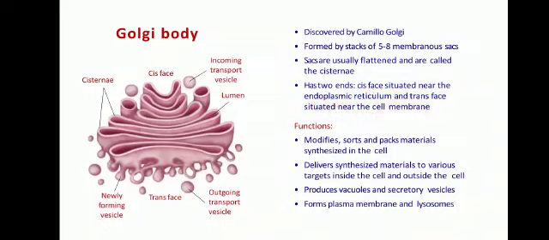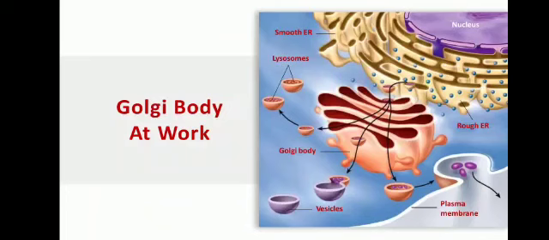The main functions of the Golgi body are: it modifies, sorts and packs material synthesized in a cell. It delivers synthesized material to various targets inside the cell and outside the cell. It produces vacuoles and secretory vesicles, and it also forms the plasma membrane and lysosomes.